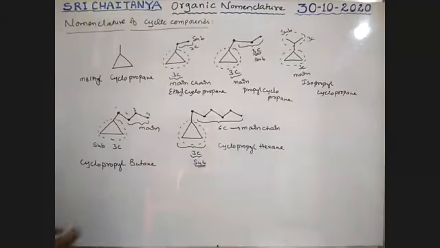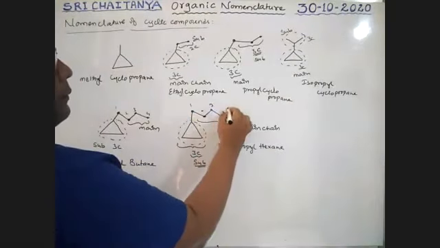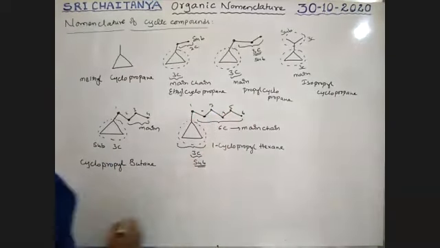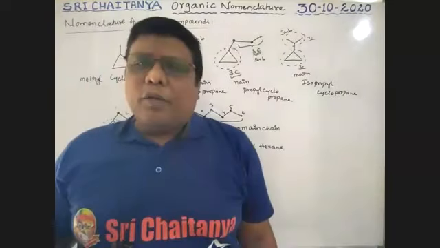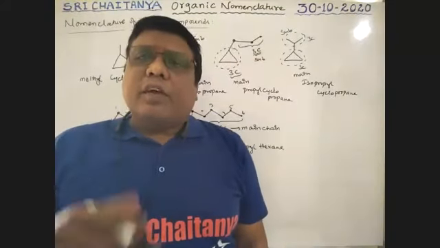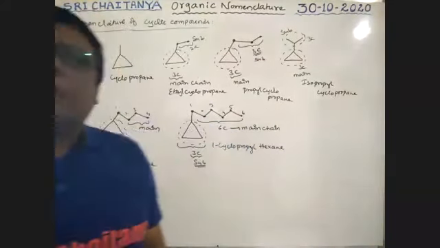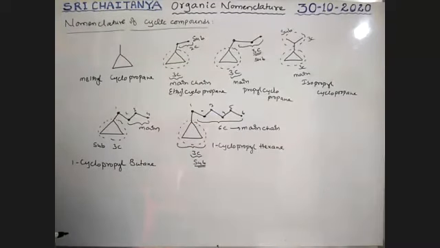Cyclopropyl hexane. Where is the locant? First carbon. So 1-cyclopropyl. The 1 may be used or may not be used, boys. There is no need of a locant here. If other substituents are there, then locants should be given. That position is mentioned.